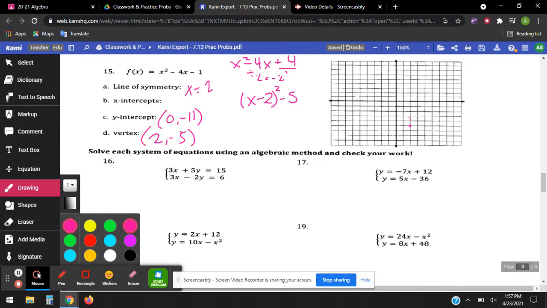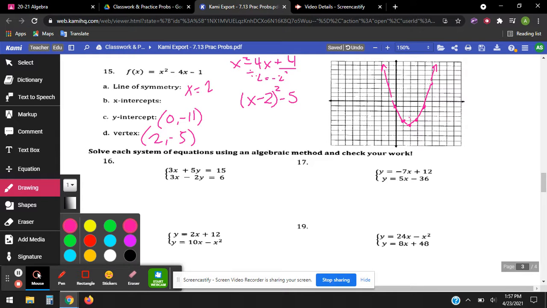So let's see if our x-intercepts are nice ones. If I put in a 3, 3 minus 2 is 1. 1 squared is 1. 1 minus 5 is negative 4. Put in a 4. 2 squared is 4. 4 minus 5 is negative 1. If I put in a 5, 3 squared is 9. 9 minus 5 is 4. All right, we have another set of ugly x-intercepts. Practice with our quadratic formula, huh?